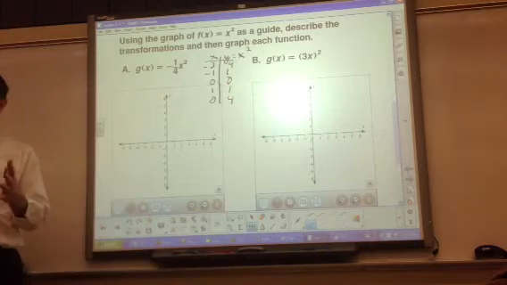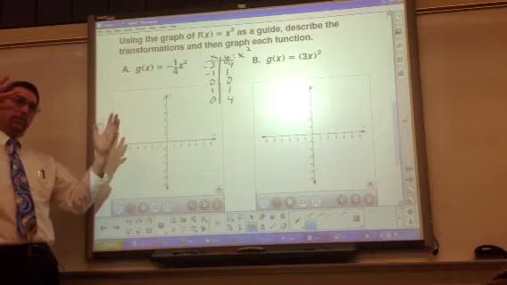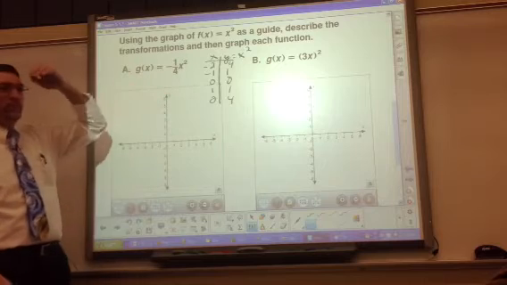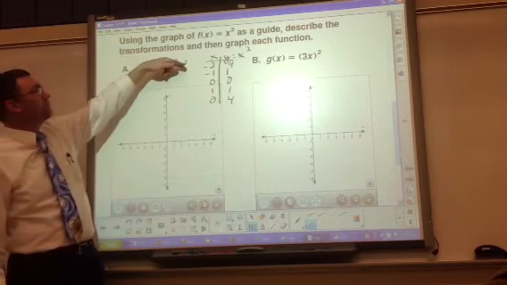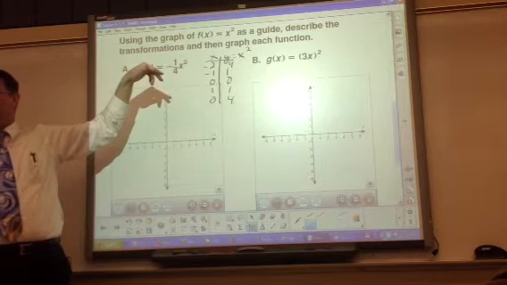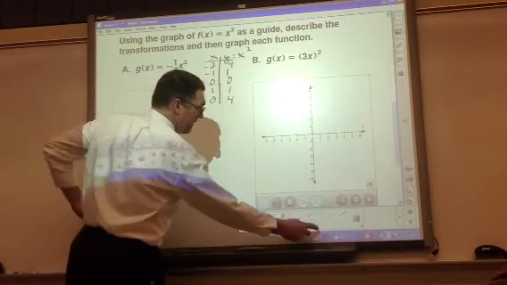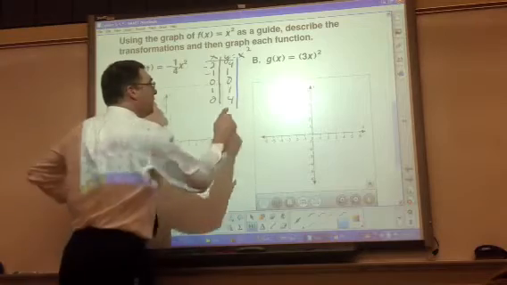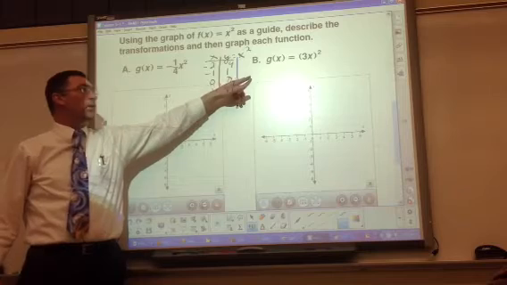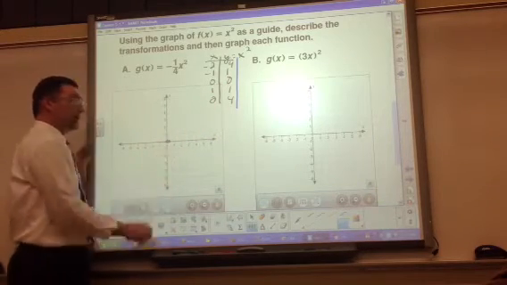Okay? So if I move over 2, I go up 4 or down 4. If I go over 1, I go up 1 or down 1. So here this says -1/4 x squared. So this means we're taking all of the y values and multiplying them by -1/4. Okay? What's 0 times -1/4? 0. So we've got the 0, 0 still.